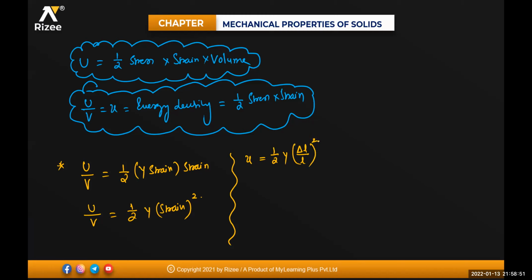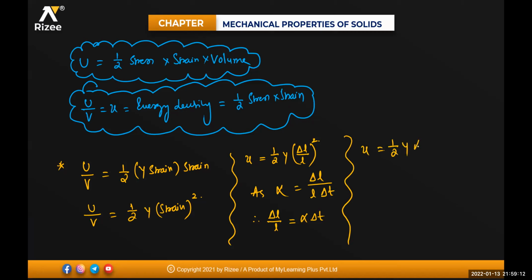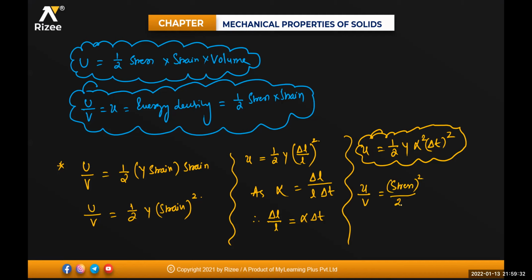Now can anyone tell me what is change in length by original length, beta? As alpha is equal to change in length by original length into temperature difference, therefore delta L by L is also equal to alpha into delta T. So energy density is equal to half Young's modulus into alpha square into temperature difference whole square. This is also one of the important formulas for energy density. Clear? Or else U by V is also equal to, so Y value I can write in terms of this one, beta. So I can write even this one as stress whole square divided by 2 times Young's modulus.